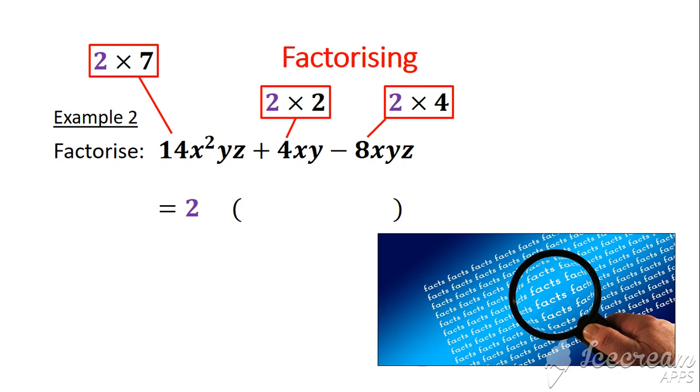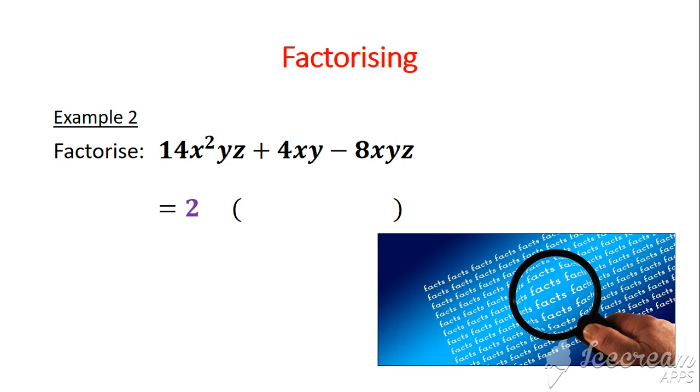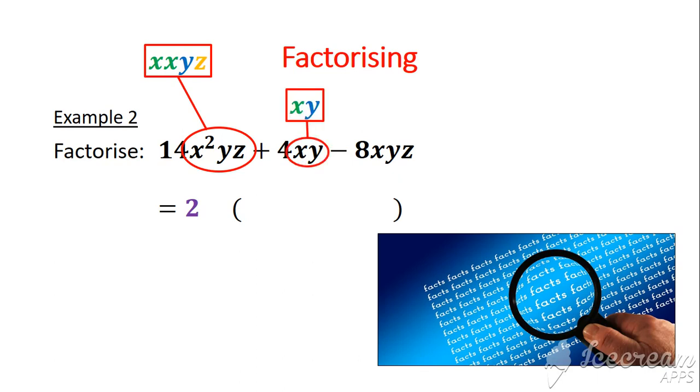Right, let's turn our attention to the letters now because we can take more than just 2 out the front of the brackets. This x squared yz is x times y times z. This xy is just x times y. And this xyz is x times y times z. So you can see they all have an x in common. They all have a y in common, but they don't all have a z in common. So we're going to take an x and a y out the front with the 2 as well.